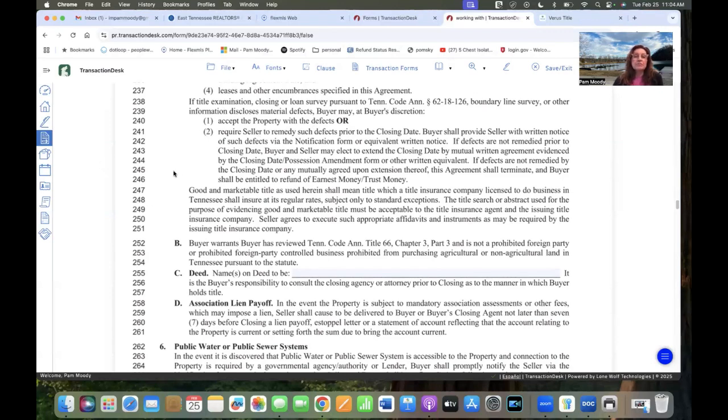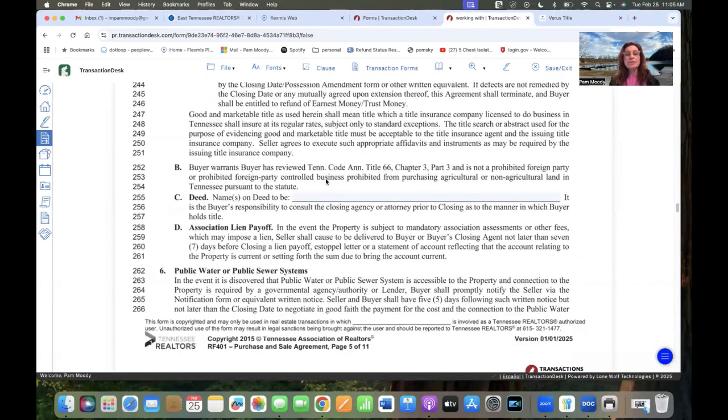defects, property issues. Good and marketable title as used herein shall mean title which a title insurance company licensed to do business in Tennessee shall insure at its regular rates, subject only to standard exceptions. The title search or abstract used for the purpose of evidencing good and marketable title must be acceptable to the title insurance agent and issuing title insurance company. Seller agrees to execute such appropriate affidavits and instruments as may be required by the issuing title insurance company.